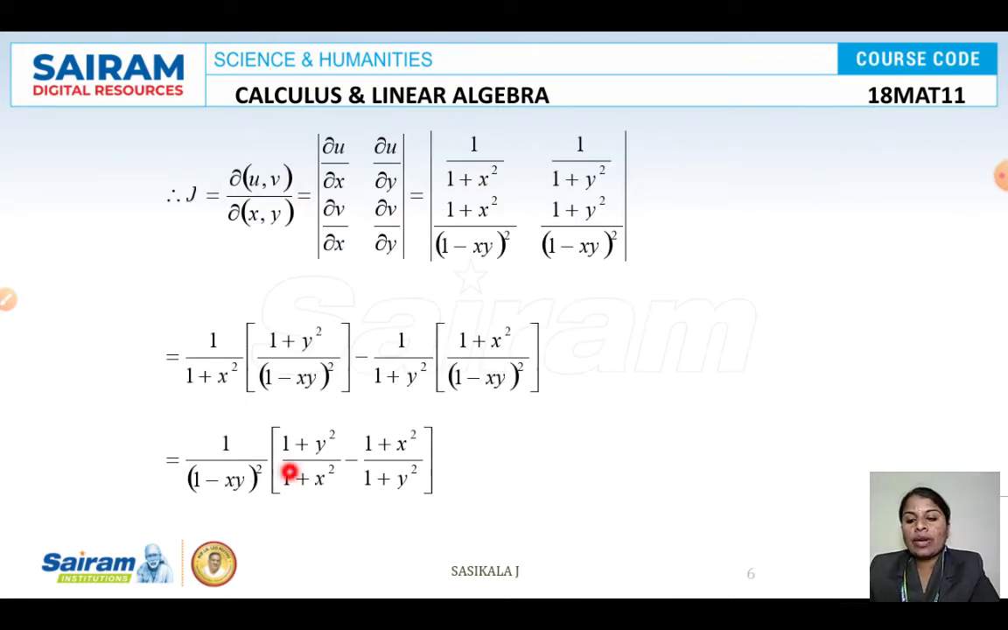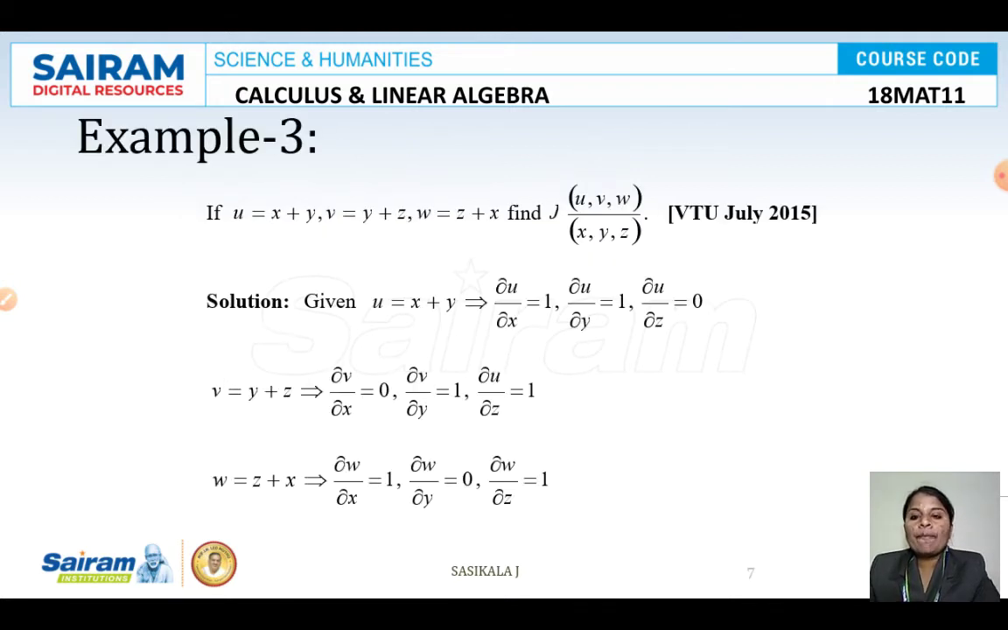Okay, that's it. So 1 by 1 minus xy the whole square. Then you will get a term 1 plus y squared by 1 plus x squared minus 1 plus x squared by 1 plus y squared is your Jacobian result. Okay. So now we'll go for your next example.